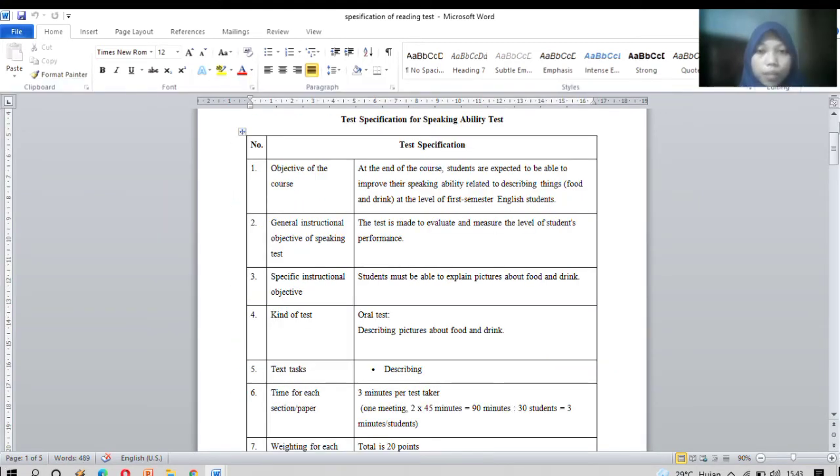is about speaking ability test. The first is objective of the course. At the end of the course, students are expected to be able to improve their speaking ability related to describing things, food, and drink at the level of first semester English students.